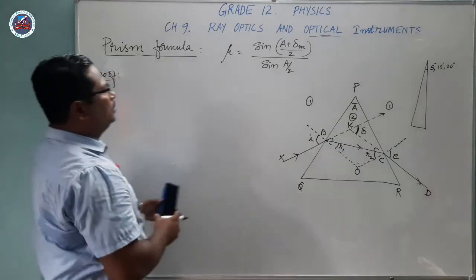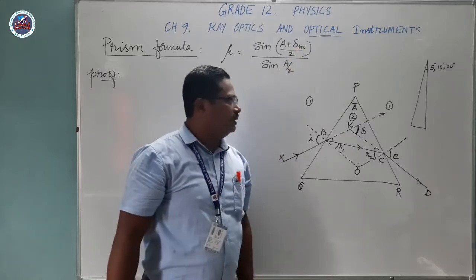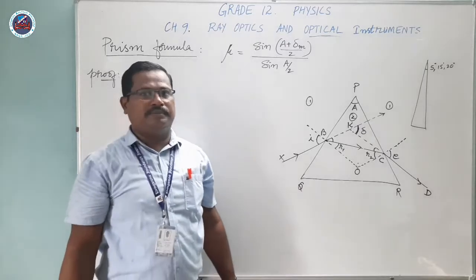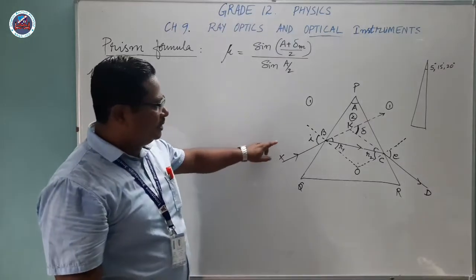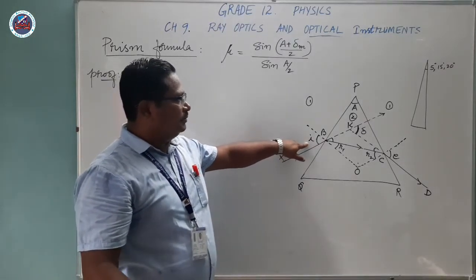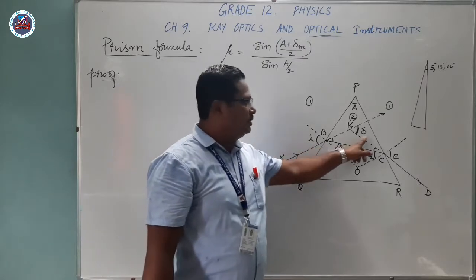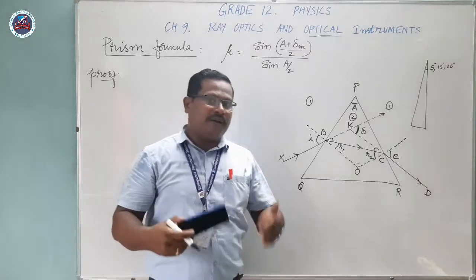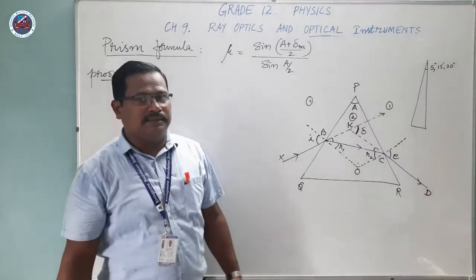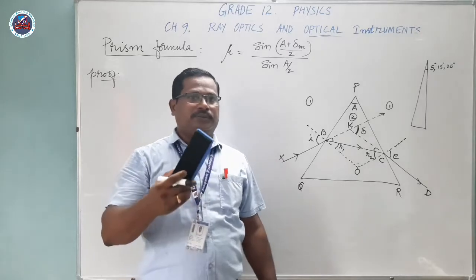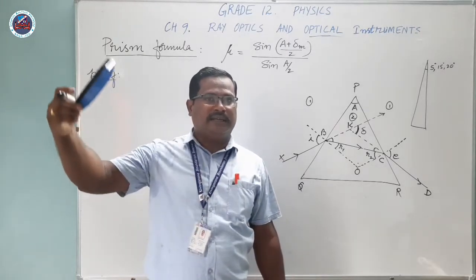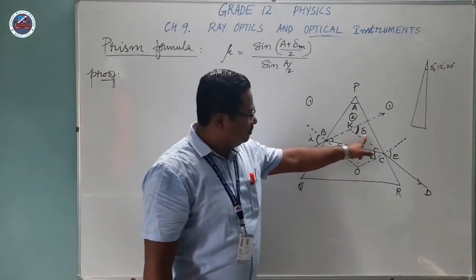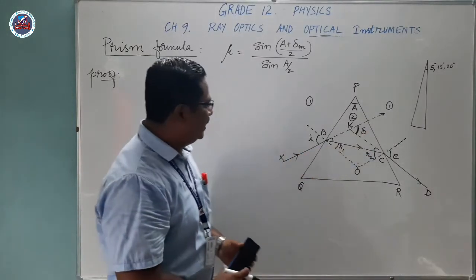Now to prove this prism formula, you'll have to know about this angle of minimum deviation. Let us discuss first what is angle of minimum deviation. If you go on increasing the angle of incidence, then the angle of deviation at first goes on decreasing. But if you go on increasing the angle of incidence still further, the angle of deviation will take a U-turn and go on increasing again. So the minimum value of this deviation, we call it the angle of minimum deviation.